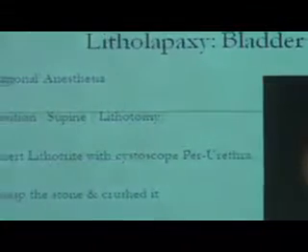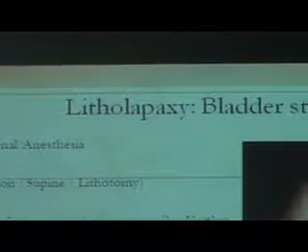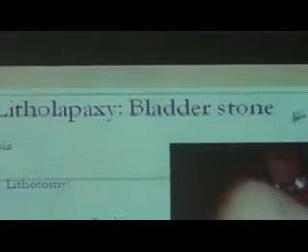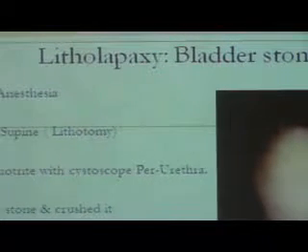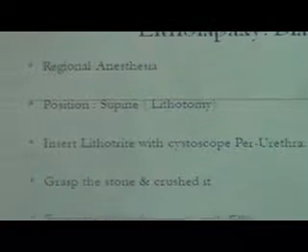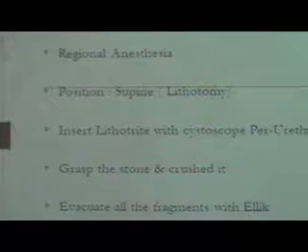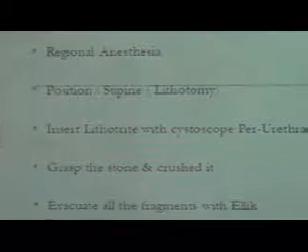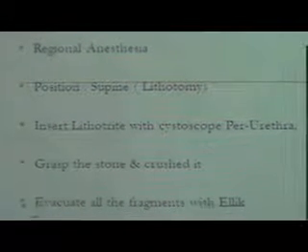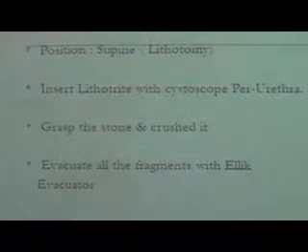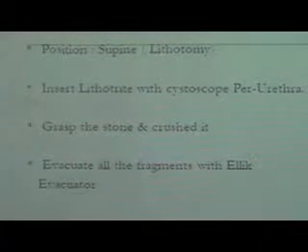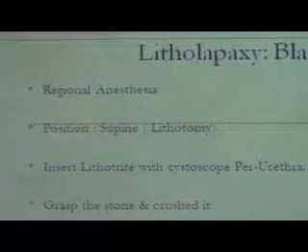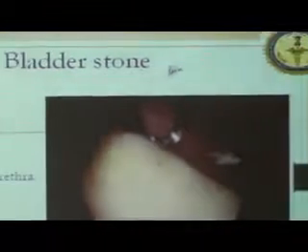So now let's come to how we can proceed with lithotripsy to deal with the bladder stone. First of all, give regional anesthesia, and the next step should be positioning of the patient. Keep your patient in supine and lithotomy position, and insert your lithotrite with cystoscope per urethra. After inserting the lithotrite with cystoscope, grasp the stone and crush it.